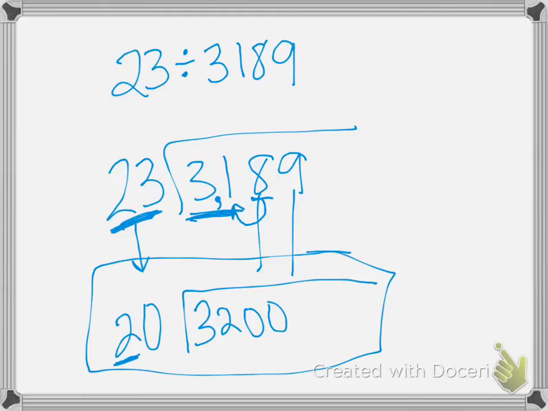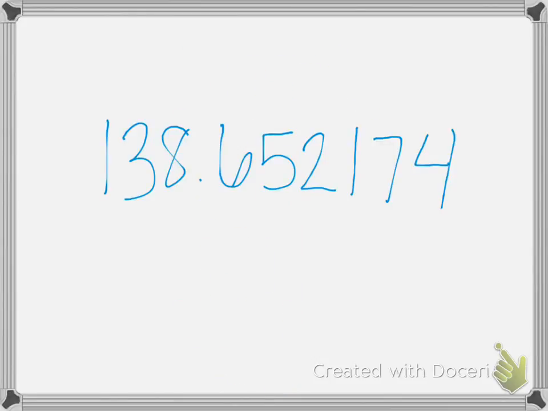But when you type it in your calculator, you always need to type in the bigger number first. So type in the 3,189 first, and then divide it by the smaller number. And you should get a number that looks like this. 138.652174.